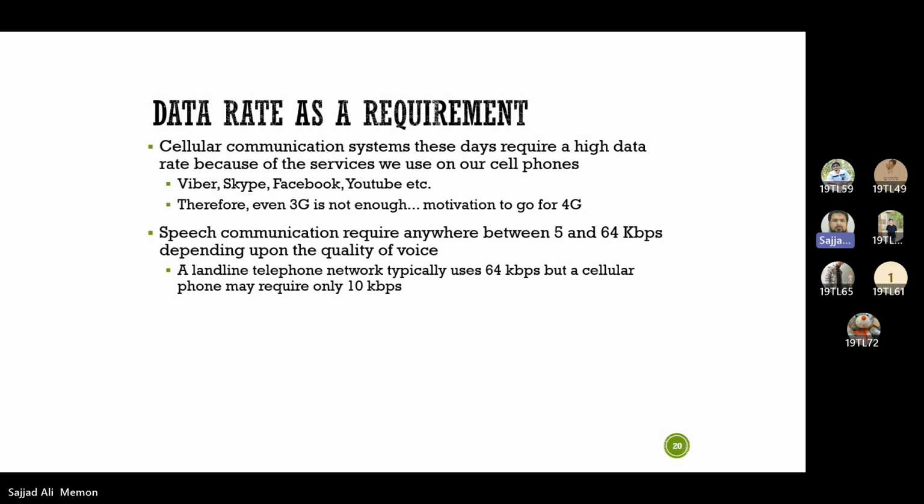Data rate as a requirement. Cellular communication systems these days require a high data rate because of the services we use on our cell phones. Again, these are some social apps that we use on our mobile. Therefore, even 3G is not enough motivation to go for 4G, maybe 5G and 6G. Speech communication requires anywhere between 5 and 64 kilobits per second, depending upon the quality of service. A landline telephone network uses 64 kilobits per second, but a cellular phone may require only 10 kilobits per second.